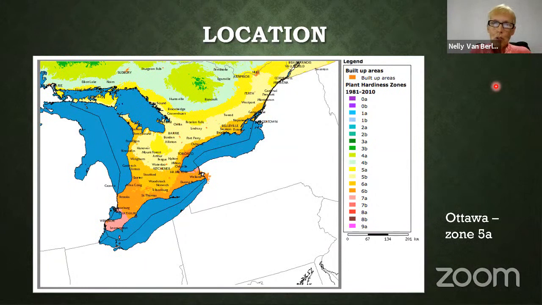Zone map, you all know what zone you're in. You're probably up in looks like 5A, 5B. And of course that can still vary depending on your lot itself.